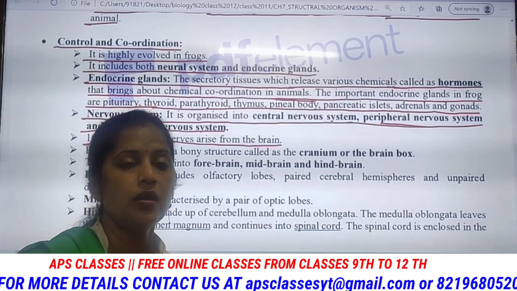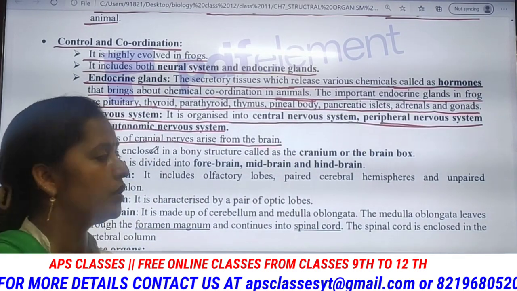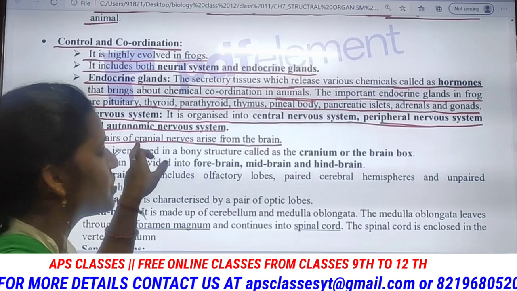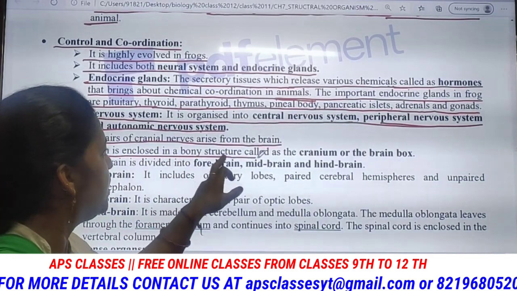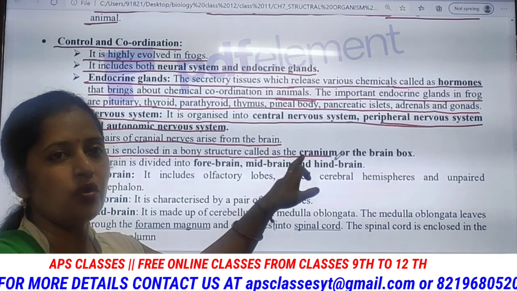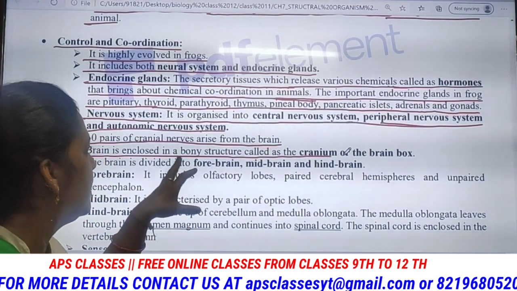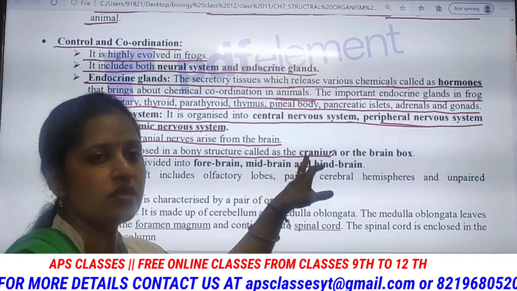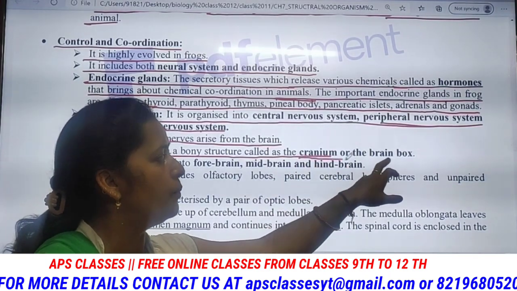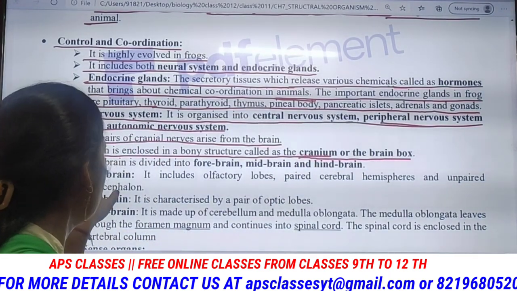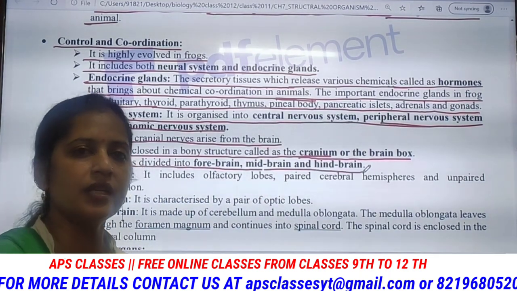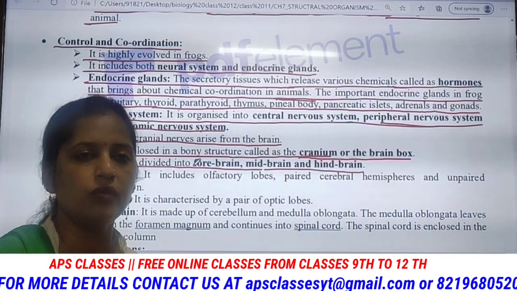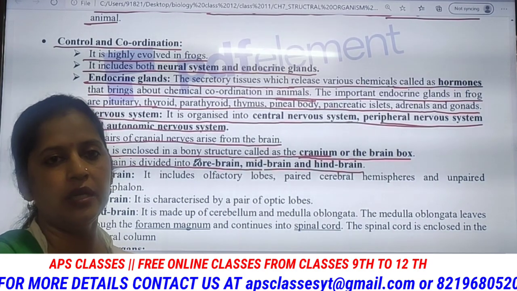The pairs of nerves that arise from the brain are the cranial nerves, that are 10 pairs of cranial nerves. Brain is enclosed in a bony structure called the cranium or the brain box. The brain is divided into three parts, that is the forebrain, midbrain and hindbrain.